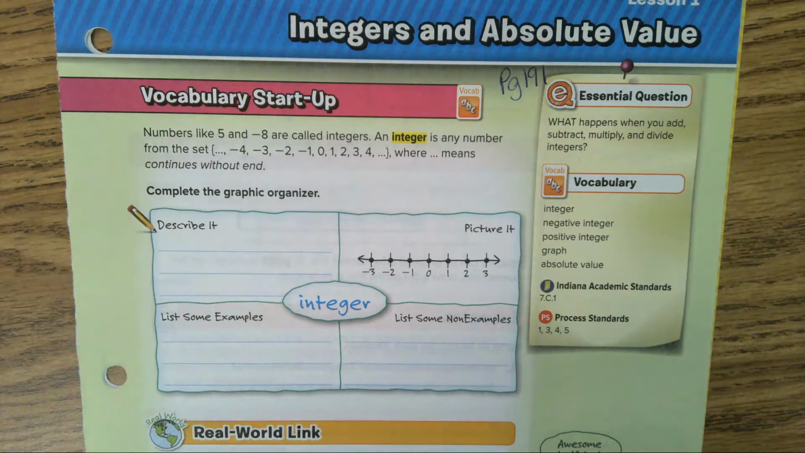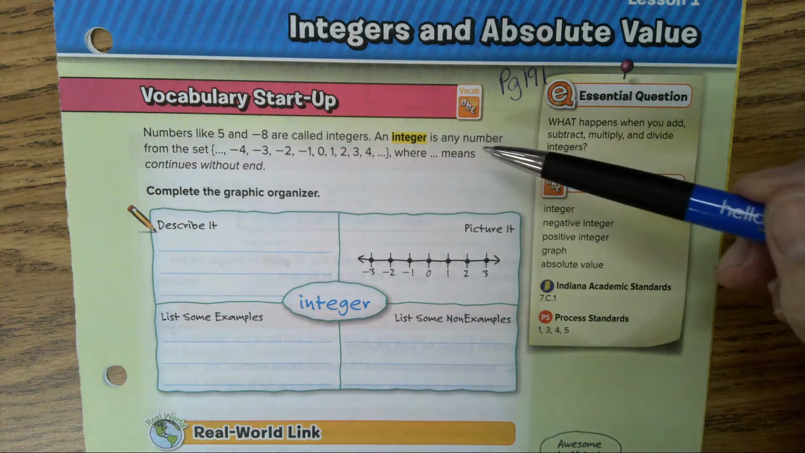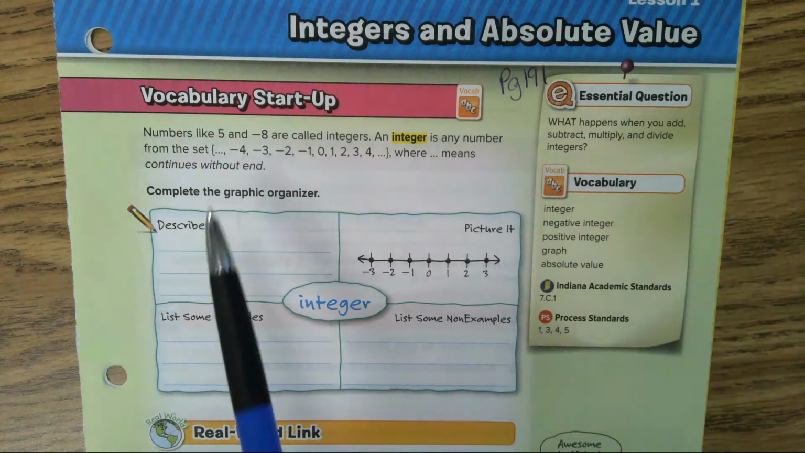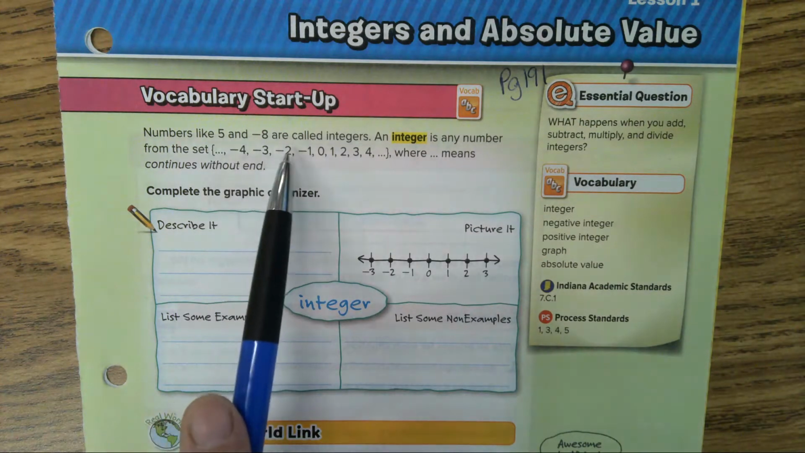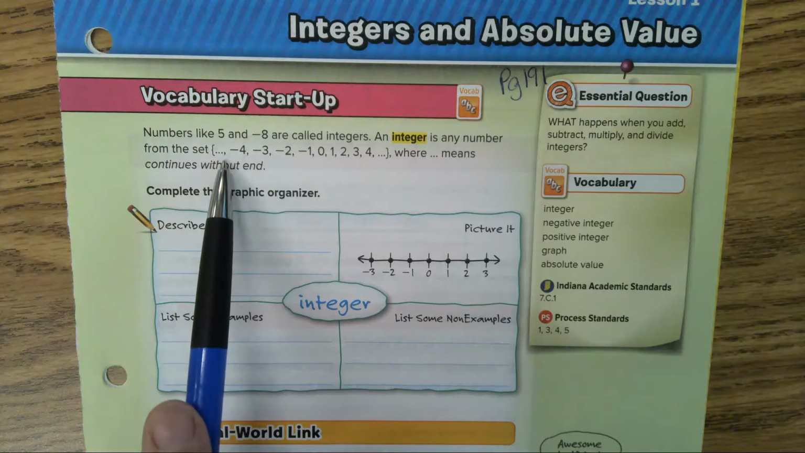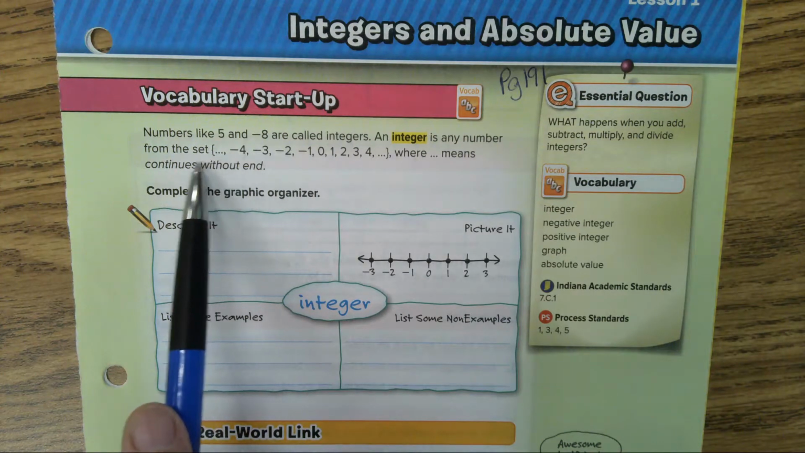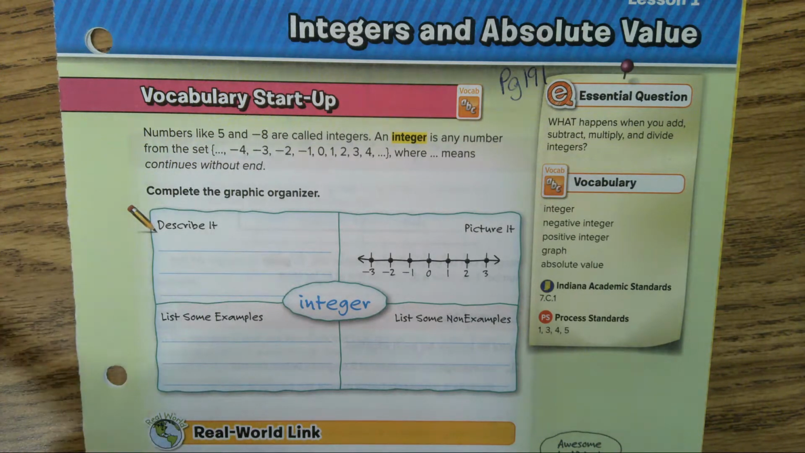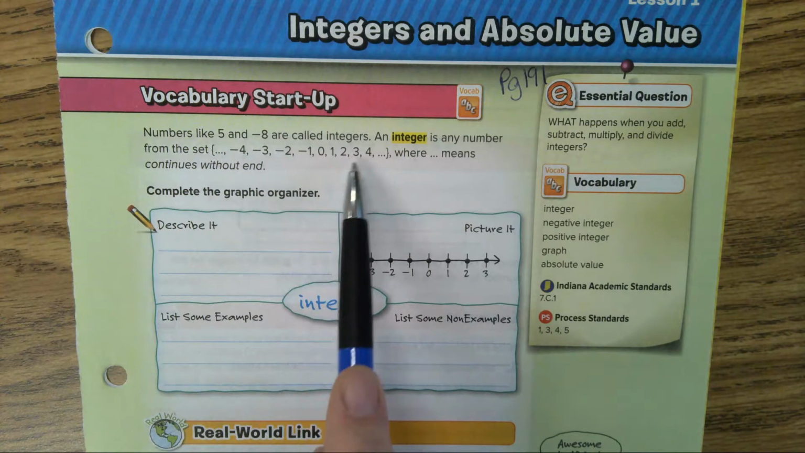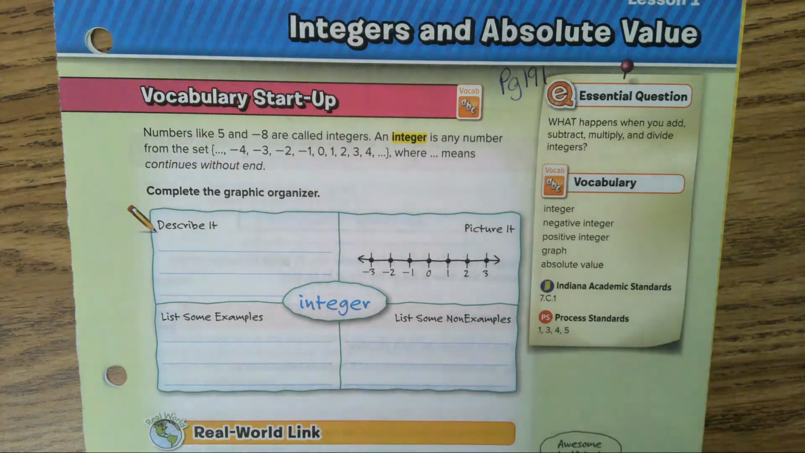All right, we're going to start with the definition of an integer. It says numbers like 5 and -8 are called integers. An integer is any number from the set -4, -3, -2, -1. Now the 3 little dots means it continues on forever in the negative direction, and it continues on in the positive direction. Means it continues without end.